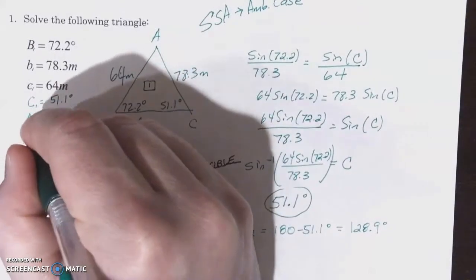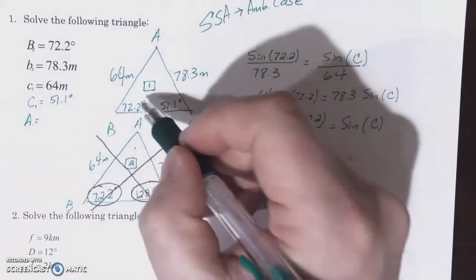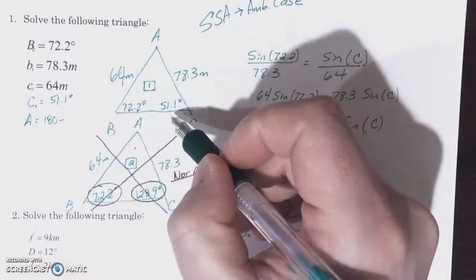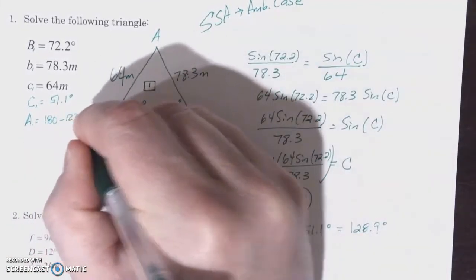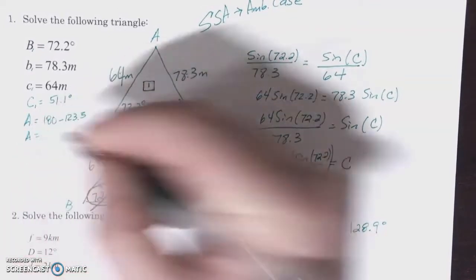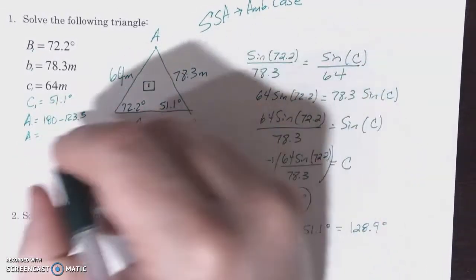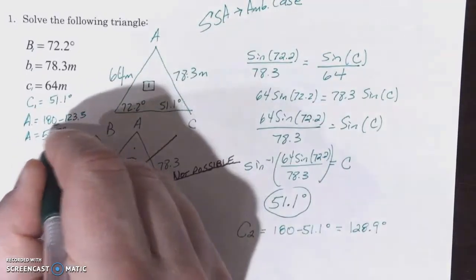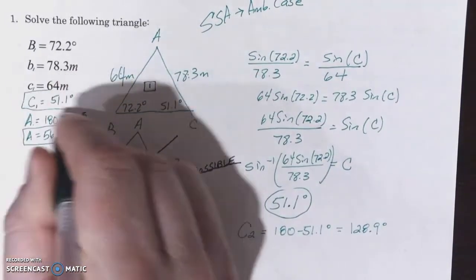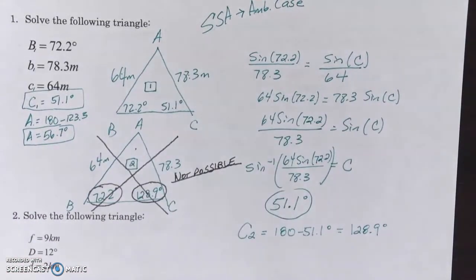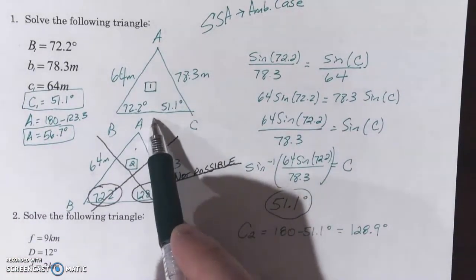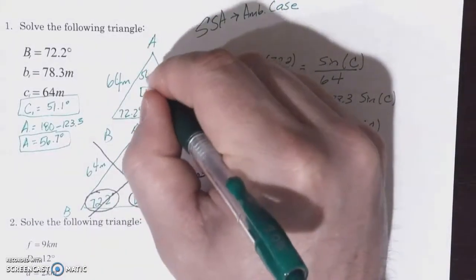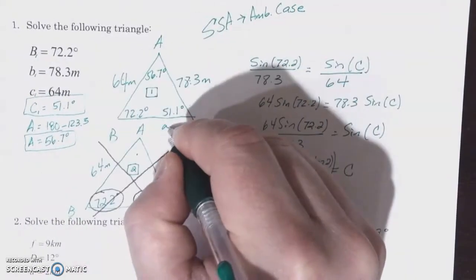How do we find the measure of angle A? 180 minus these two, so 180 minus 123.3. And angle A would be 56.3 degrees. Sorry, 56.7 degrees. And then the last thing we're going to do here is use law of sines to solve for lowercase a, the side across from A, now that we know this is 56.7 degrees.